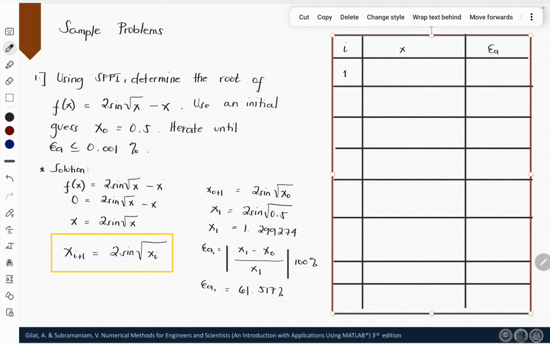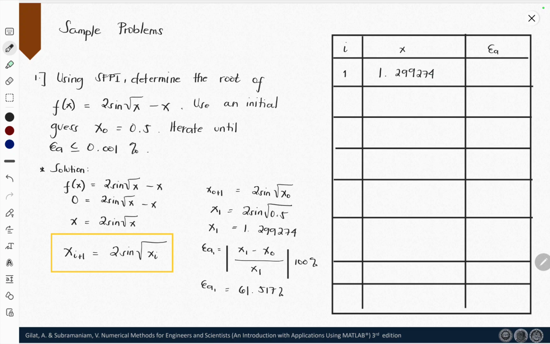So 1.299274 and 61.517%. For the second iteration, same process, but instead of substituting 0.5 in this equation, you're going to substitute the previous x. So how is that? Let's erase this one here.